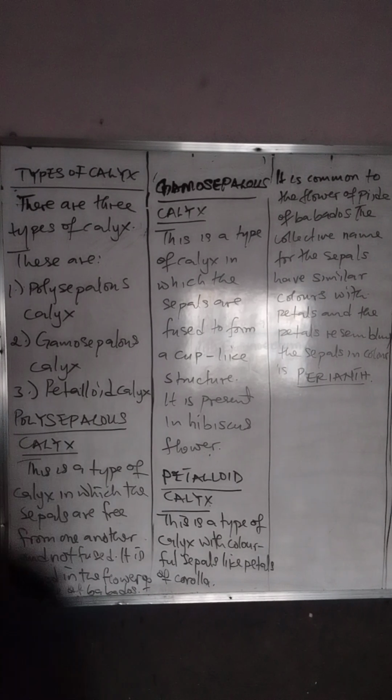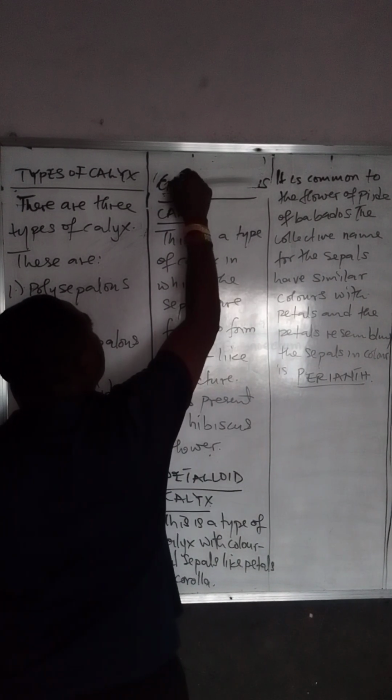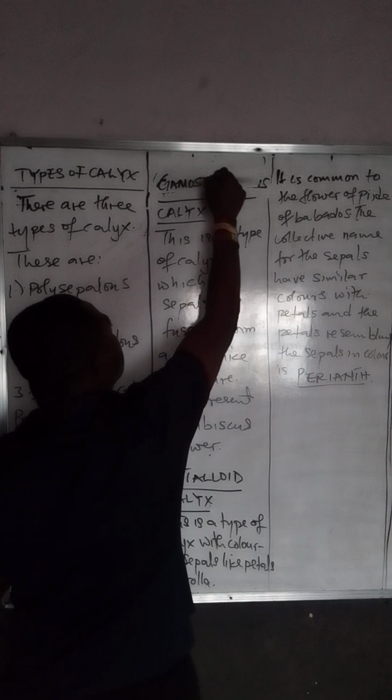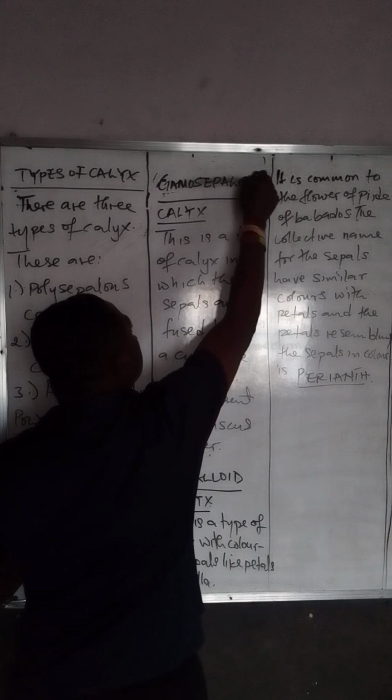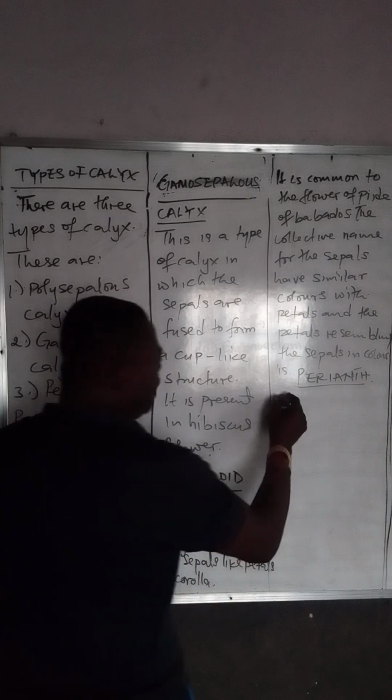Then that is what we are doing now. So please, this is gamosepalous. Okay, now, these are the three types. Now let's go to corolla.